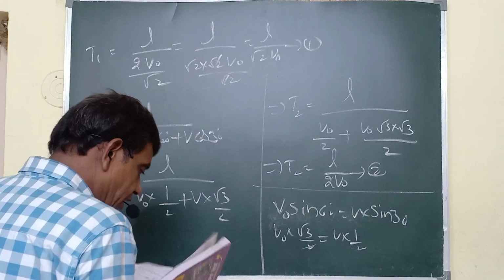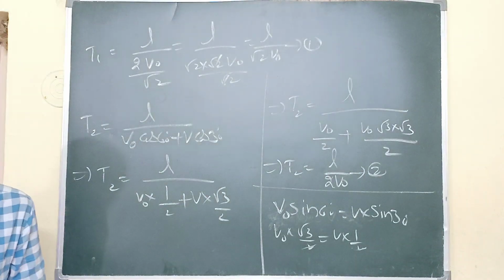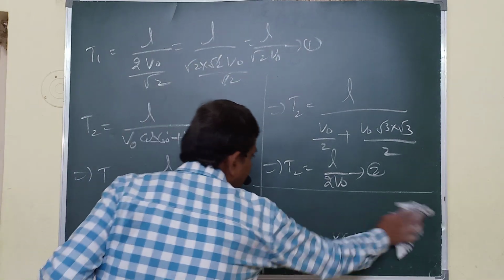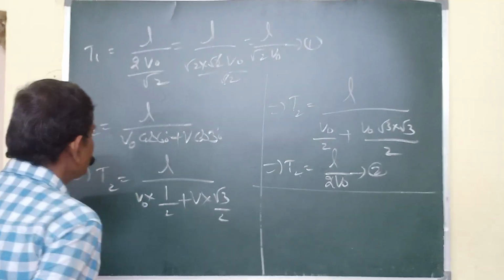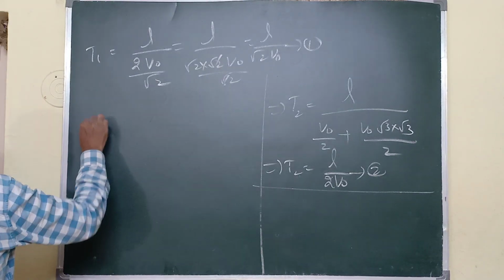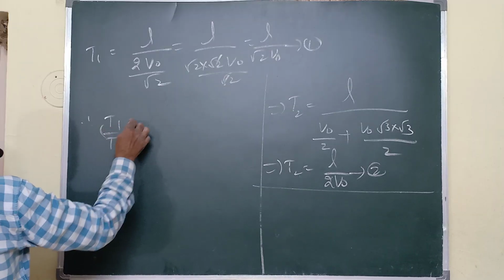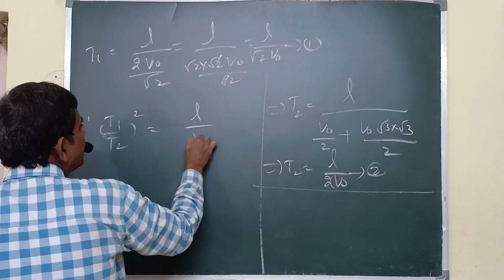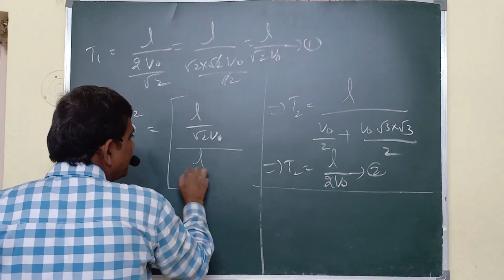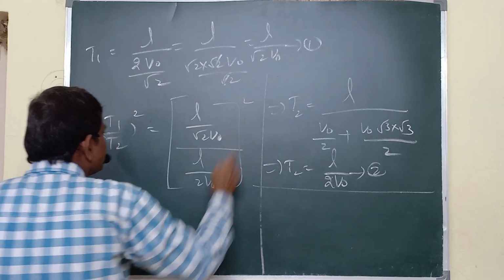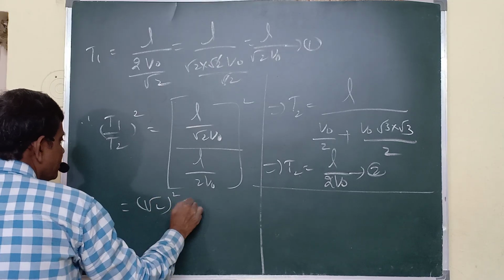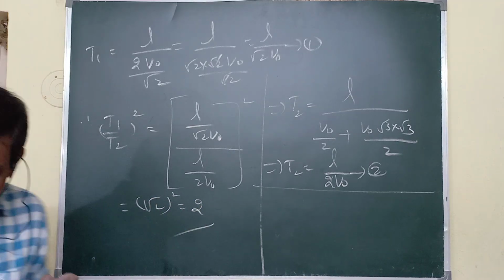I know the T1 value, I know the T2 value. Now what I am doing? T1 by T2 whole square. This we have already done. T1 came, T2 came. Now what are we getting? T1 by T2 whole square. T1 is L by root 2 V naught, divided by L by 2 V naught, whole square. After doing mathematics, we get root 2 whole square, which equals 2. So this is about this problem.